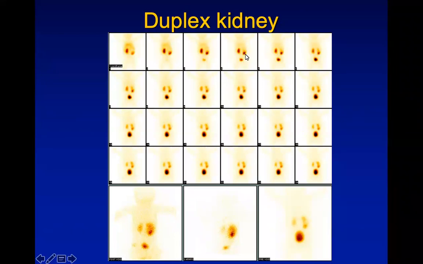As you progress, the lower part is seen to drain off. The amount of activity in the first 4 minutes, you can see it's draining off towards the end. The upper part of the kidney is not very good function. It slowly accumulates a little bit of tracer by the end. So this kind of a temporal difference between the lower and the upper is what you see in a duplex system.